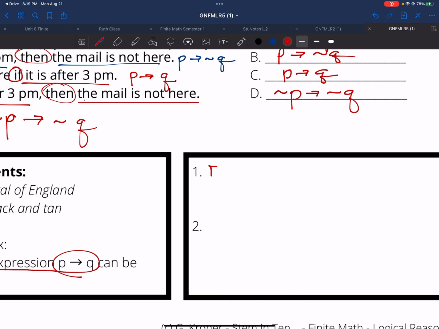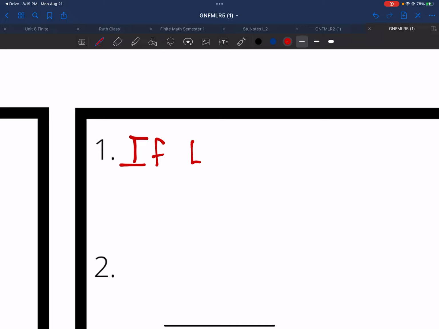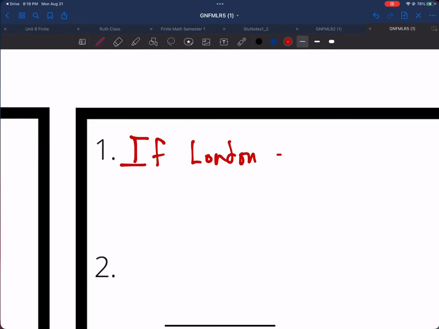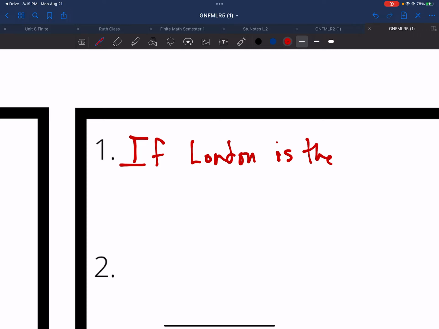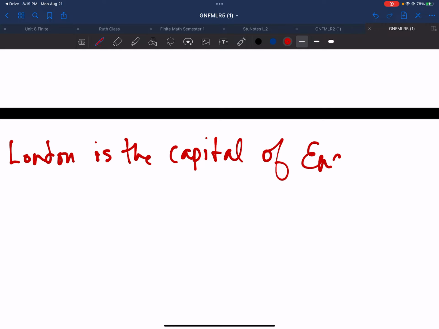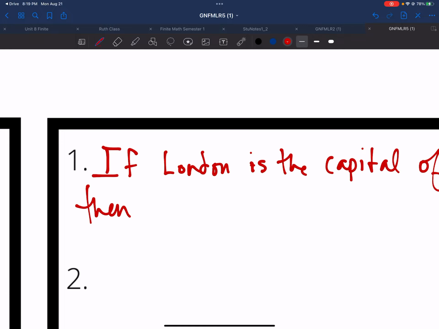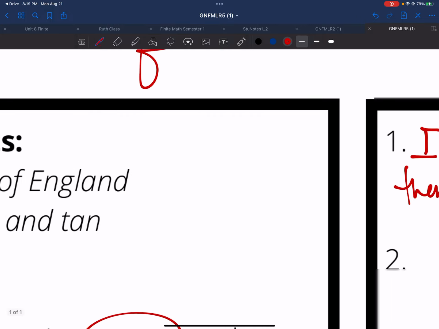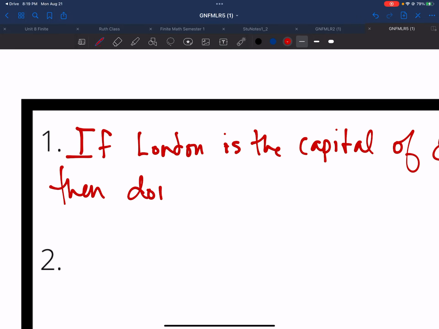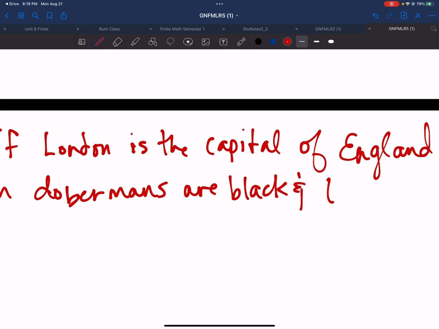London. So if, make this bigger, if London is the capital of England, then, let's see here, then Dobermans are black and tan. So that's one way. The other way is putting that if statement in the middle, right?